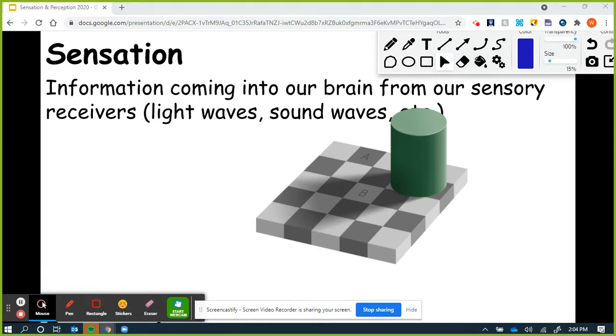Sensation is objective. Meaning, all of us are experiencing the same thing right now. The same thing is coming in to all of our sensory receptors. However, our understanding of it, or our perception of it, differs from person to person.